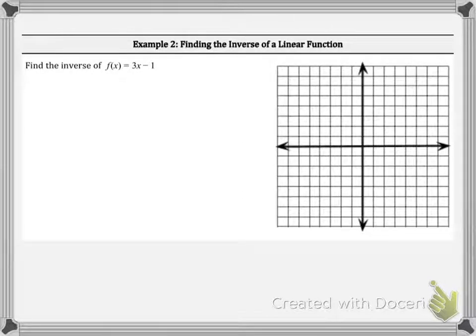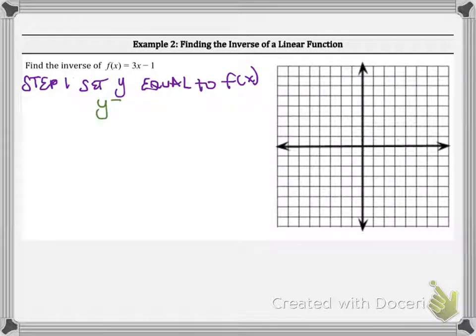Now let's find the inverse of a linear function. Find the inverse of f of x equals 3x minus 1. Here are the steps. Step 1, you're going to set y equal to f of x. Basically you're just going to change it. You're going to make it y equals 3x minus 1.